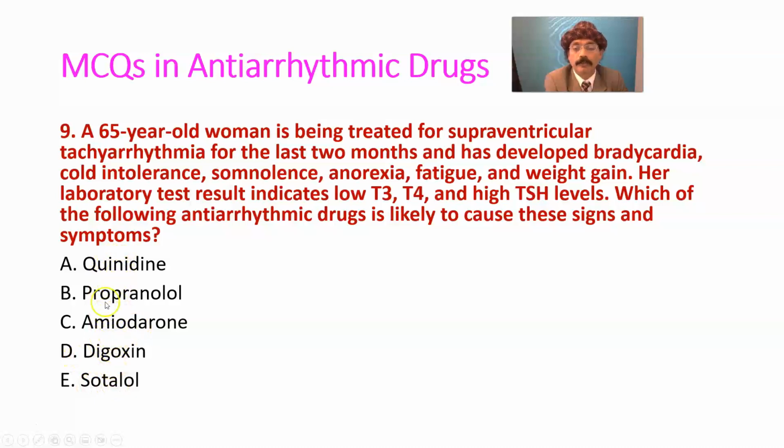Right choice. Question number 9. Answer should be amiodarone. Amiodarone may cause hypothyroidism. In certain situations, in some cases, it may also cause hyperthyroidism. In hypothyroidism, there is low T3, low T4, high TSH level. So this is hypothyroid patient's feature. This is an adverse effect of this drug, amiodarone.